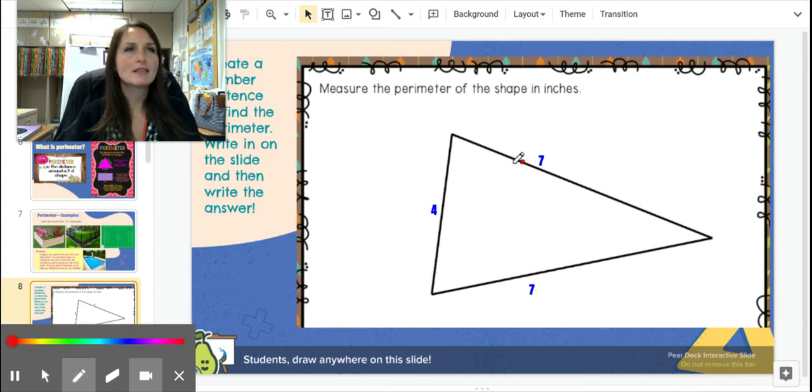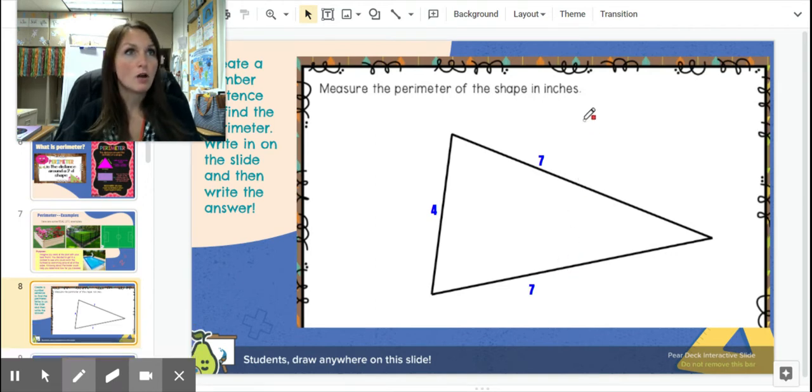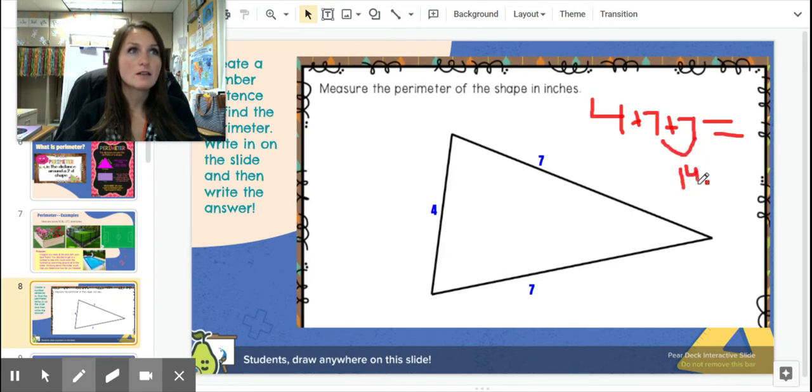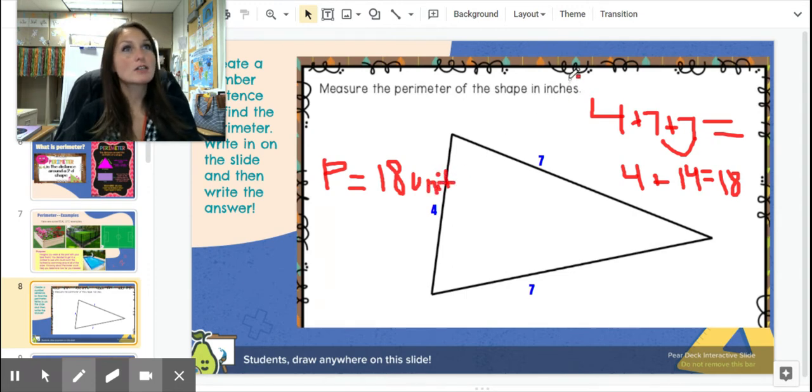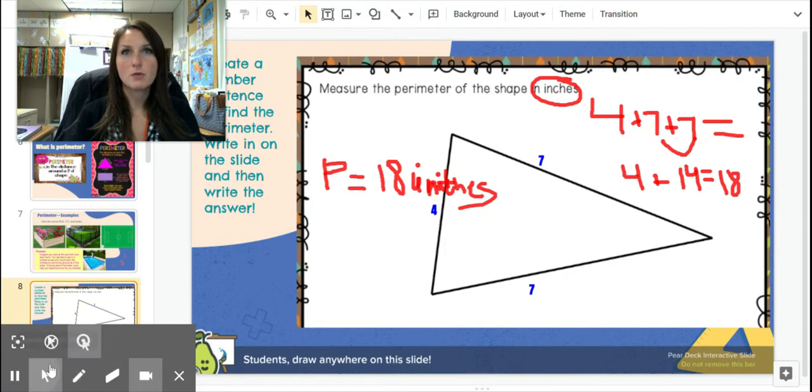So how would I write this out to find the perimeter? What would be my number model? Well, we would do 4 plus 7 plus 7. You would add the 2 sides, so 7 plus 7, that's 14. And then you do the other side of 4, and 4 plus 14 is 18. So the perimeter here, which we're going to say is P, equals 18. I don't know what unit we're measuring, so we're just going to say units. Oh, actually, this says inches, so we can say specifically inches. All right, so then we're going to move on.